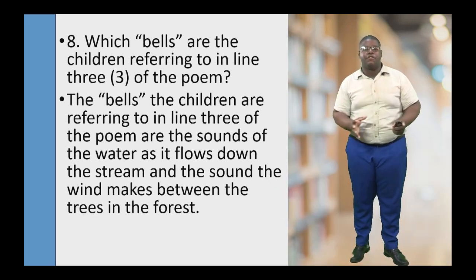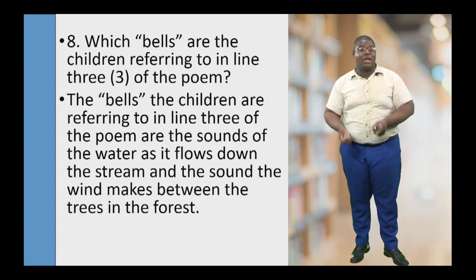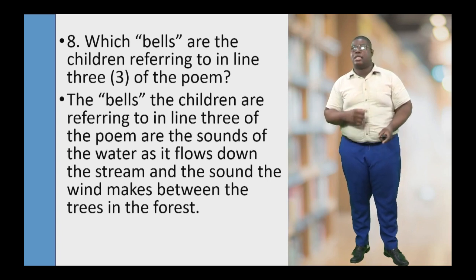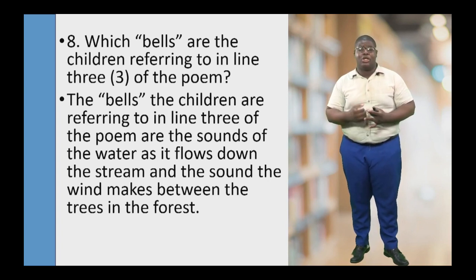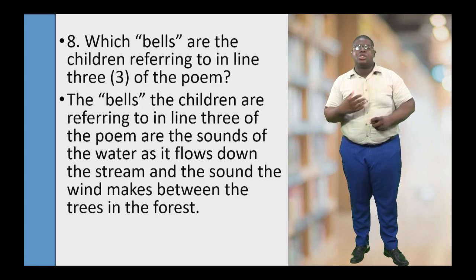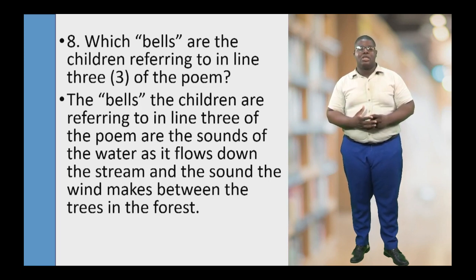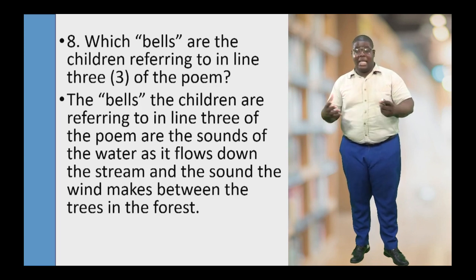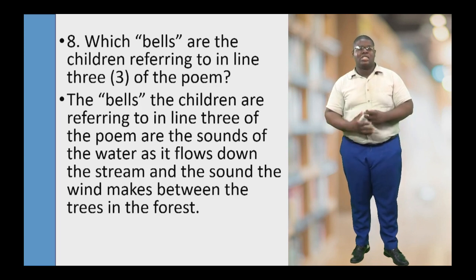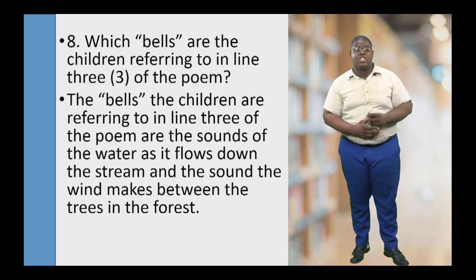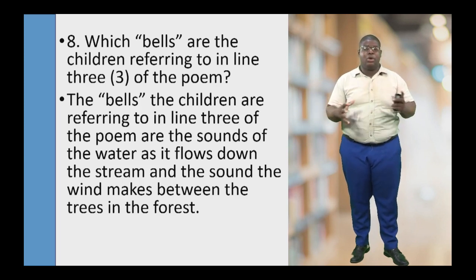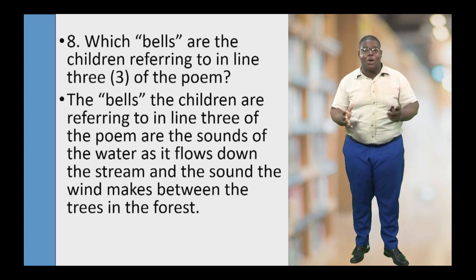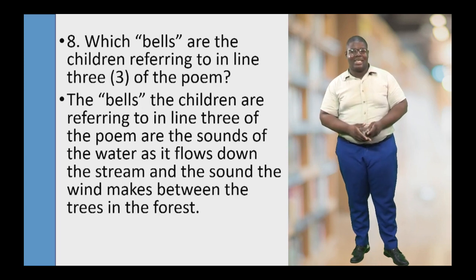So this sound is referred to like a bell, the same way your school bell would go and make that sound, so you know it's either school is calling in, or it's break time, lunchtime, dismissal time. It's like the sound of the water by the stream. It's a calling to them to just go out and either play, bathe in the water, just be in that environment. And also we have the sound the wind makes. As the wind goes through the trees, the leaves make this sound. So it's in this context.